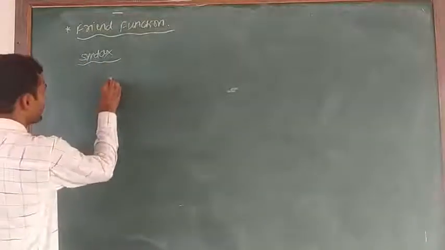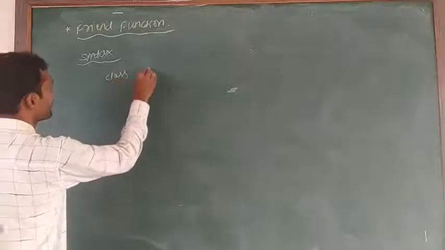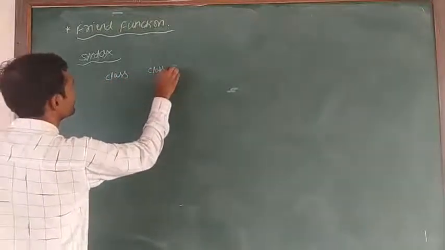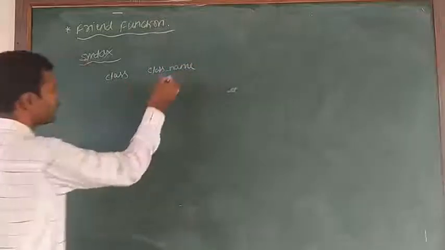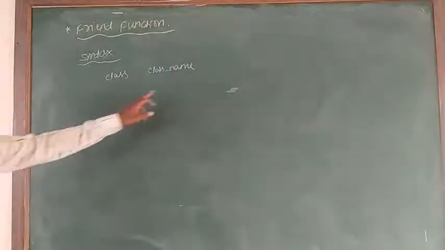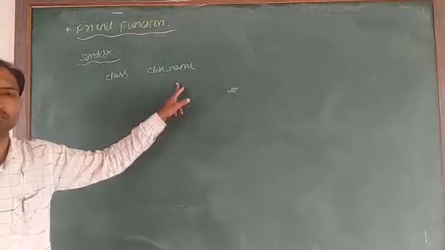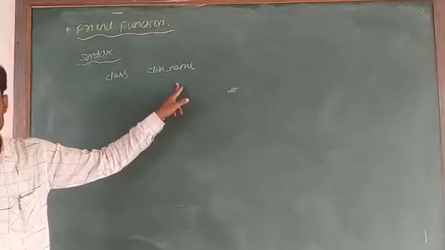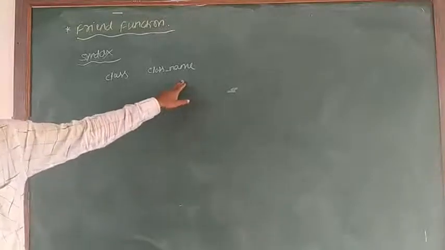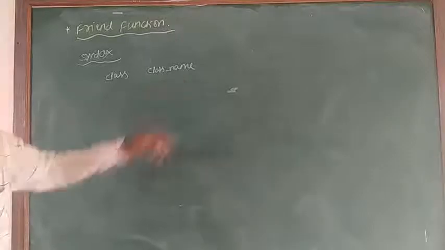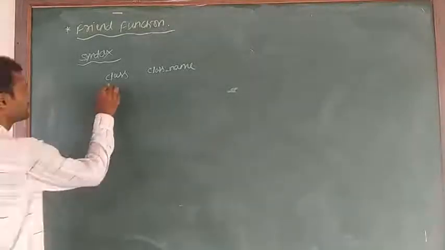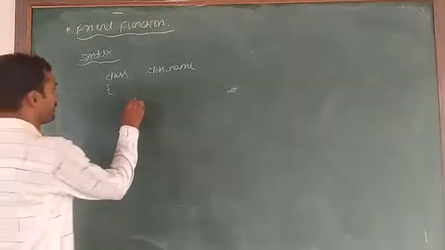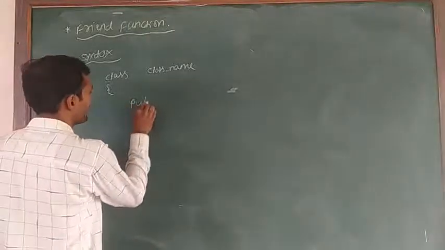Syntax of friend function. So class name: as you know, class is a keyword, and class name is a name, so the user can define any name based on the program. There is no rule, you can define any name. Then open the class. Then whatever private data members you have, you can write them. Then after that, public. I will write it in the public.